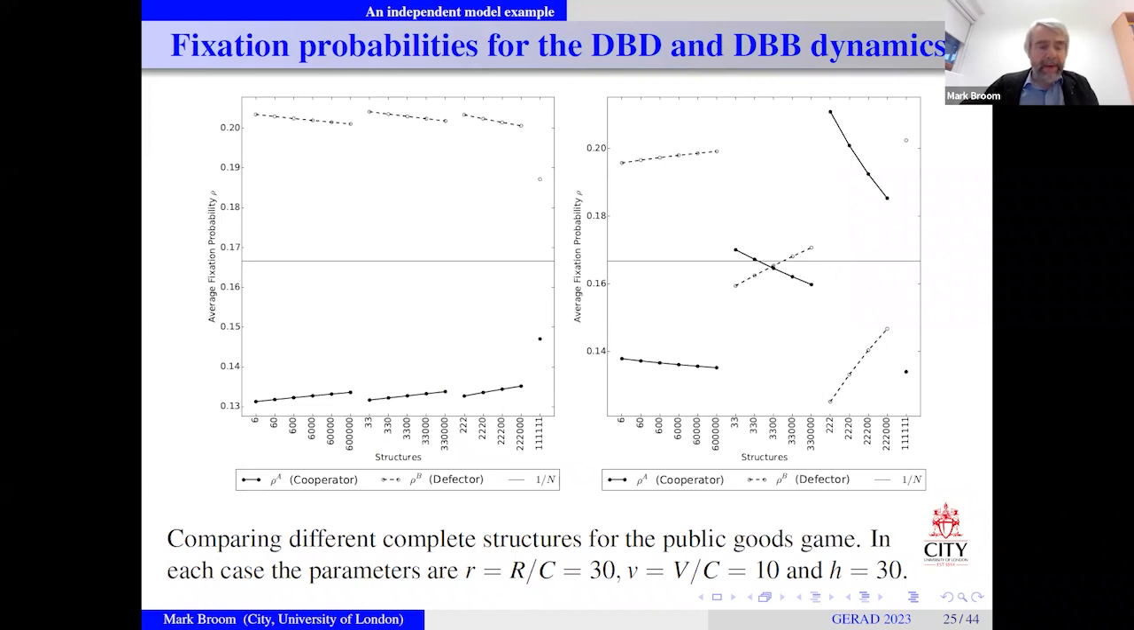So now we've got fixation probabilities, and I've got 2 dynamics: death-birth, and death-birth-birth. Let me just talk a little bit about this figure. There are 6 individuals in each case. If you look at the label on the x-axis, a single 6 means there's one place where 6 individuals live. So they always go there because there's nowhere else to go.